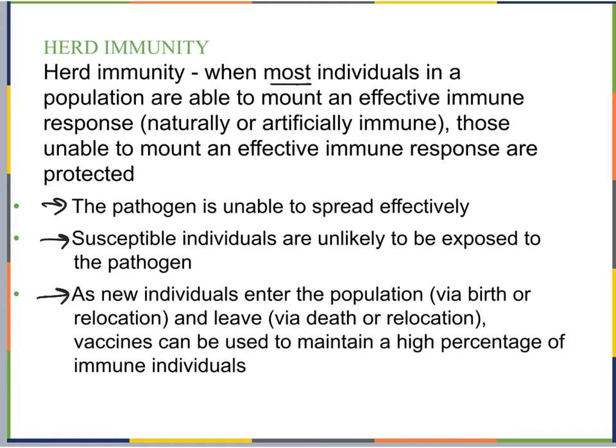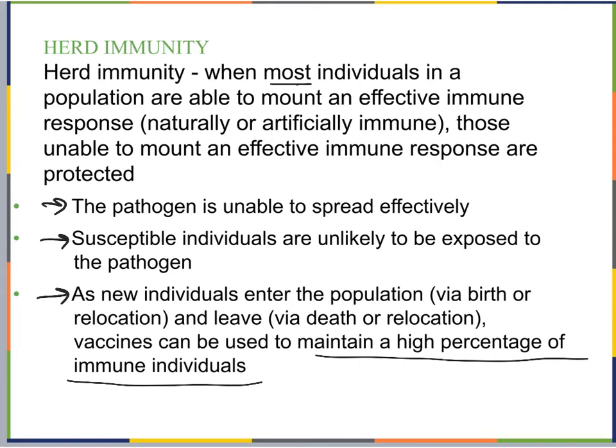Also, the text mentions that as new individuals enter the population, either via birth or relocation, and leave via death or relocation, vaccines can be used to maintain a high percentage of immune individuals. So when organizations like the CDC or the WHO are talking about vaccines and trying to get everybody to get a particular vaccine, they're saying that herd immunity is important. If we get the majority of the population to get the vaccine, then these people will all be immune, and the pathogen doesn't get a foothold. It's unable to spread effectively.